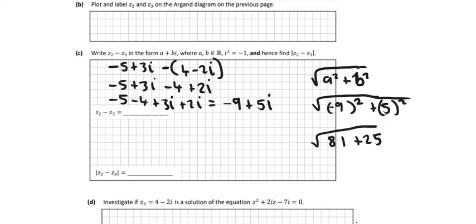And then if we just add 81 and 25 together, we get 106, so root 106, and then that's our final answer really. I should have put them in the spaces provided here as well, so root 106 goes there, and the answer to the first part then was minus 9 plus 5i. You won't lose any marks if you don't put them in, but that's where we should put them anyway.